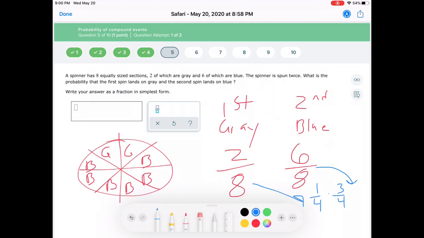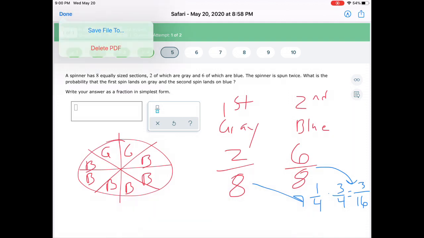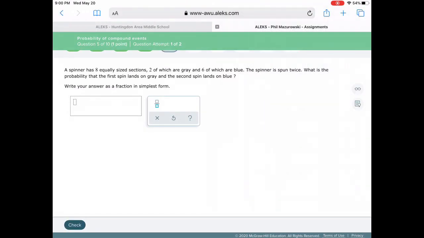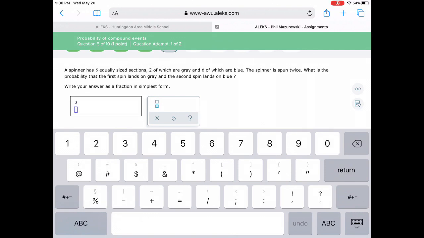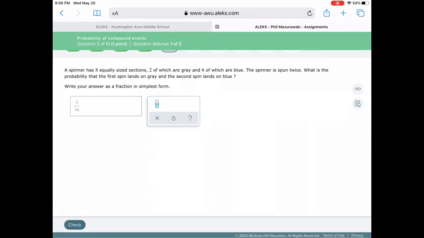So remember, it's multiplying. So to multiply these fractions, 1 times 3 is 3 in the numerator. 4 times 4 is 16 in the denominator. So we have a 3 out of 16 chance that the first spin will be gray and the second spin will be blue. So let me go ahead and put that in there. 3 out of 16.